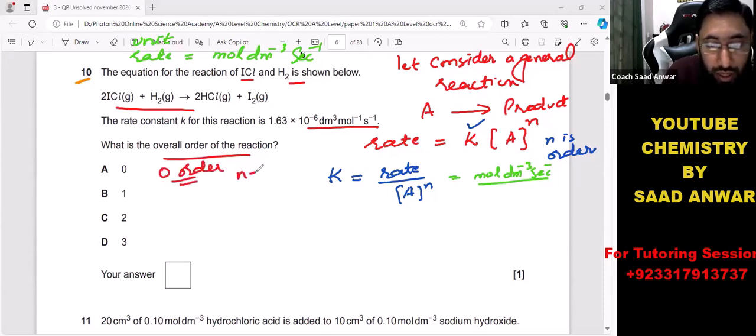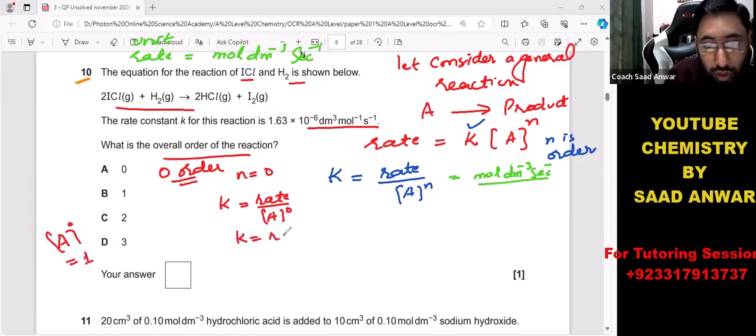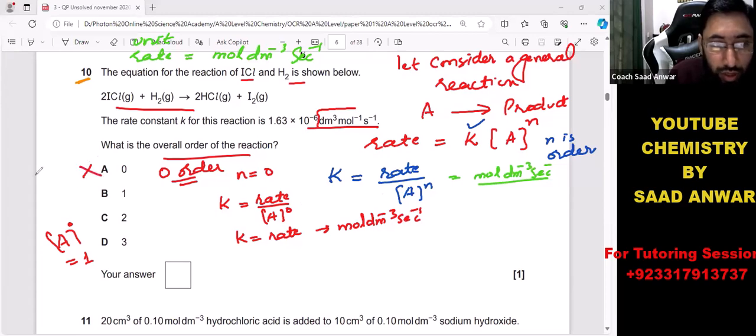Now if I have zero order reaction, let's say for zero order, n is equals to 0. So this equation will be k is equals to rate over A power 0. And you know anything power 0 is equals to 1. So k is equals to rate. And rate has the unit we have seen: mole per cubic decimeter per second. So you see this is not matching with this one. This is dm cube per mole. This is mole per dm cube. So it means option A cannot be the correct one.